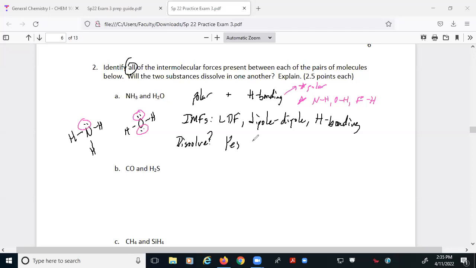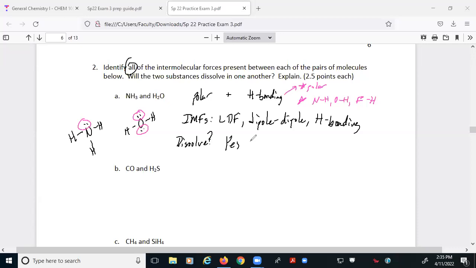Answer there is yes. How do we know if two substances are going to dissolve in one another? What is the guiding principle that allows us to determine one way or another? Like dissolves like. What does that mean, Sam? Right, and if I have polar and nonpolar at the same time, they're not alike. They won't dissolve with each other.